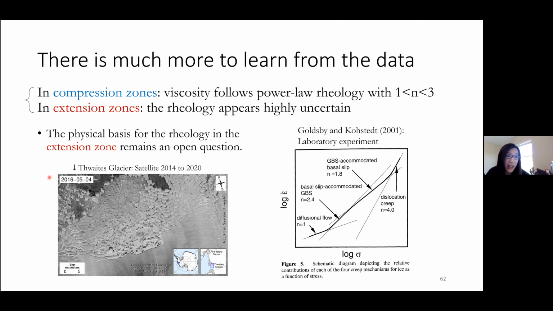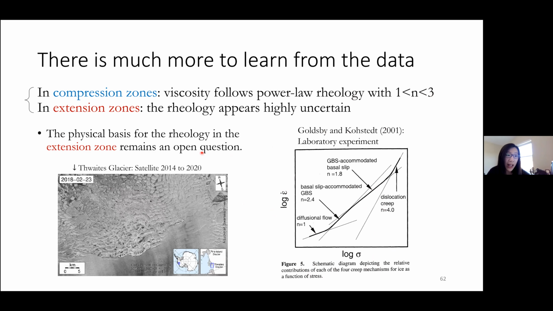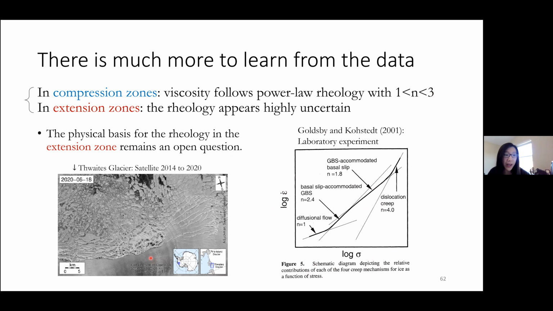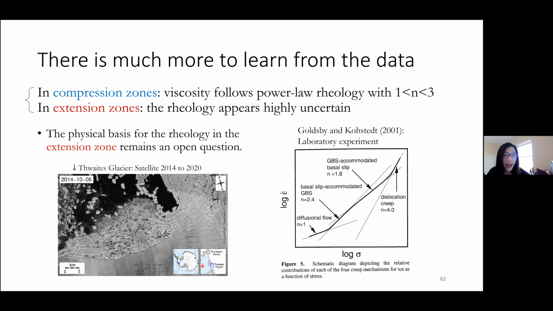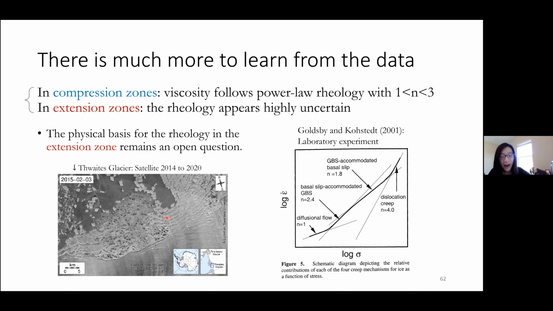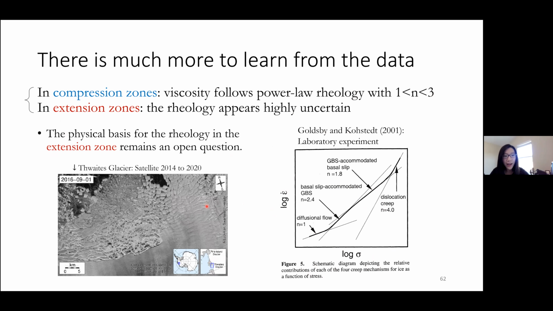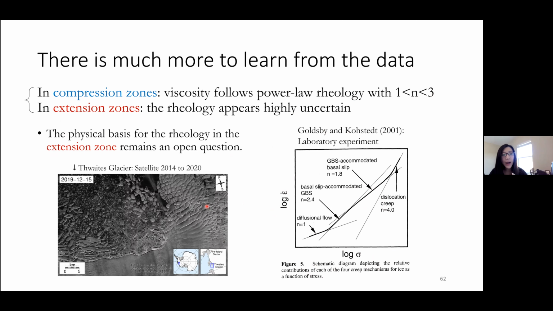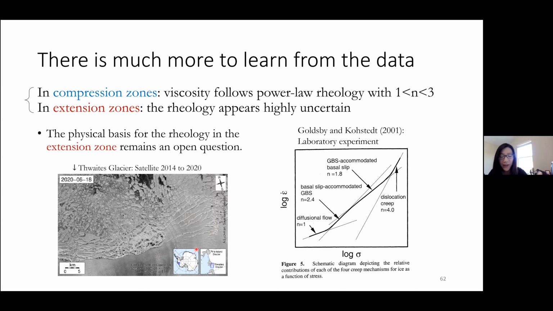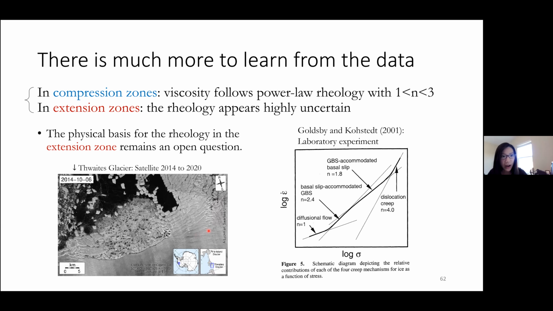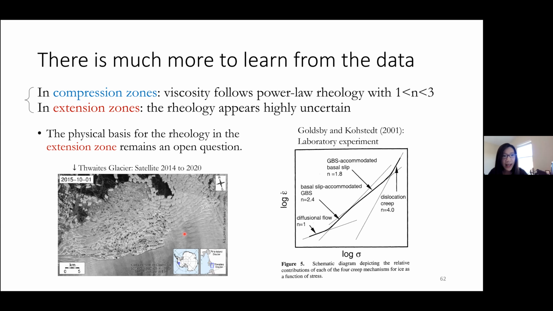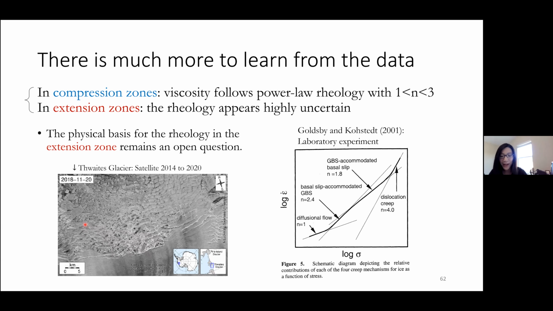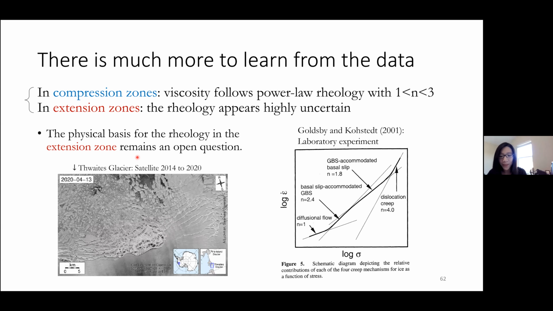On the other hand, the physical basis for the rheology in the extensional zone remains an open question. So one thing that's worth thinking about is the fact that in the extensional zone, we have a lot of cracks, like what we talked about in the first part of the talk. So it's possible that some physics can be violated with the existence of these cracks. And we're still working on understanding the rheology in these extensional regions.